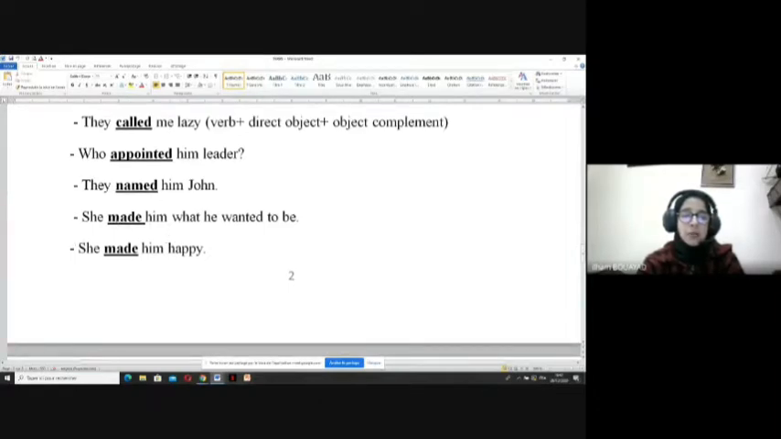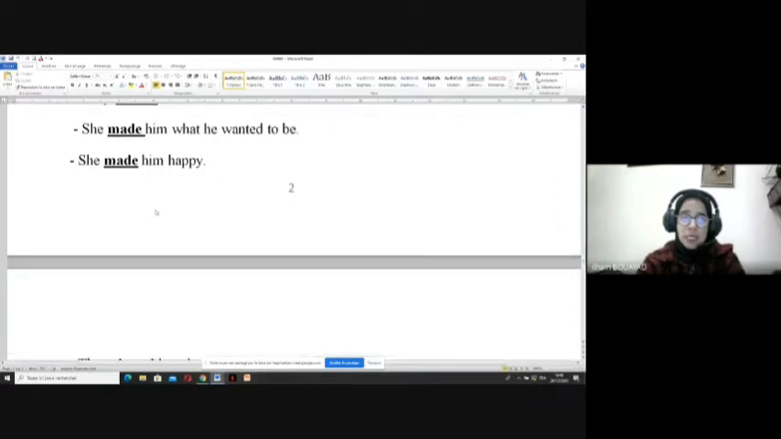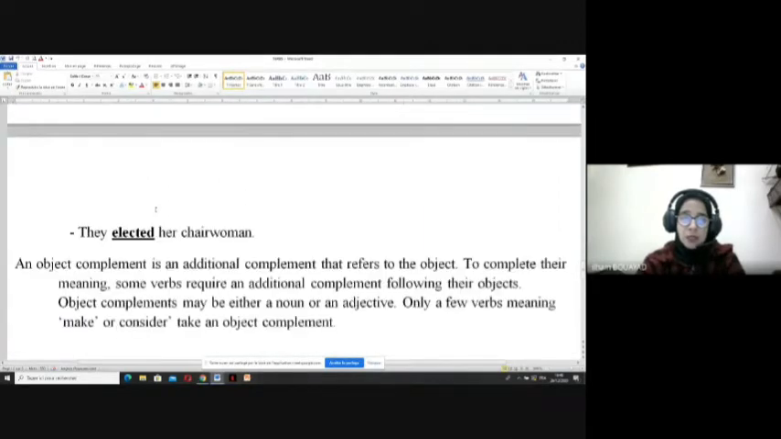Like in here, we have she made him what he wanted to be. She made him. This is a direct object. What he wanted to be here is like a sentence, but we call it a clause, which is a noun clause. What he wanted to be is a noun clause functioning as object complement because it is related more to the direct object. So this is it. So here we have the other example.